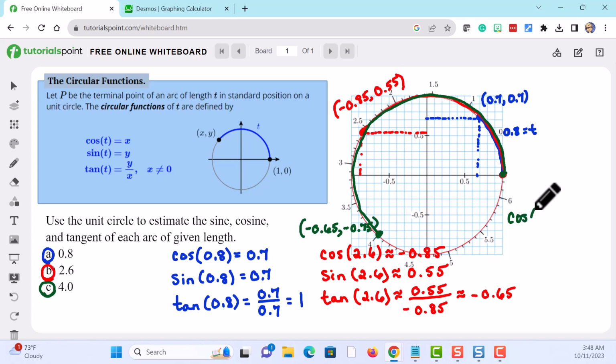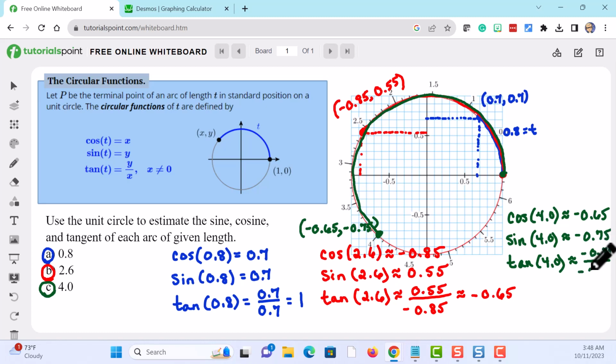So the cosine of 4 is approximately negative 0.65. The sine of 4.0 is approximately negative 0.75. And the tangent of 4.0 is approximately negative 0.75 divided by negative 0.65, and that comes out to approximately 1.15.